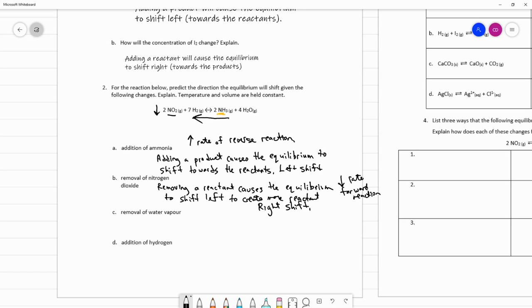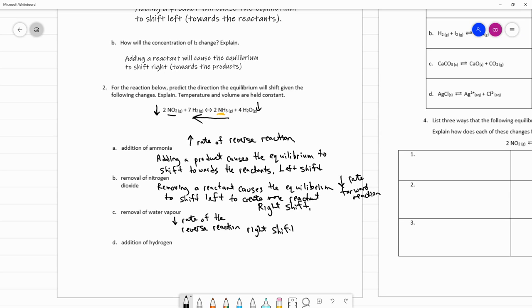The removal of water vapor. So we've decreased the concentration of water. So what that would do is it'll decrease the rate of the reverse reaction, and we'll have the opposite effect that we saw in letter B. This will cause a left shift. No, I'm sorry, that will cause a right shift. What am I thinking here? A right shift.